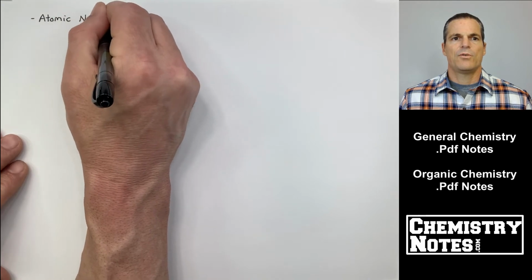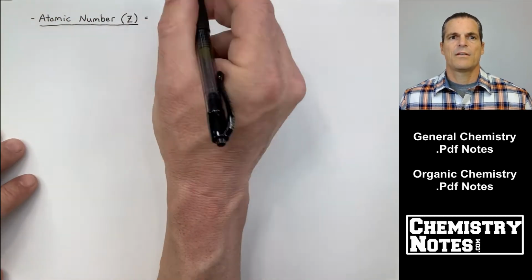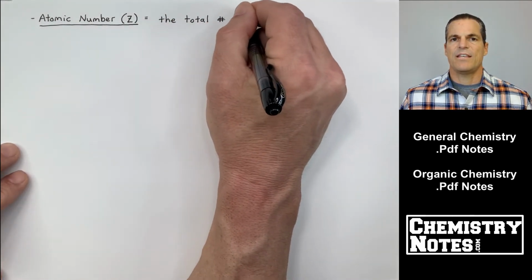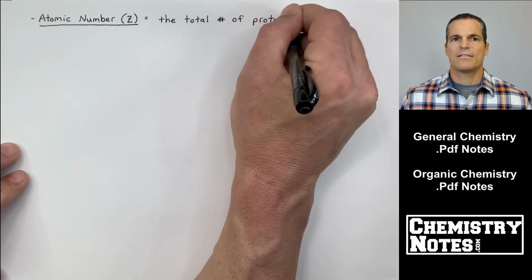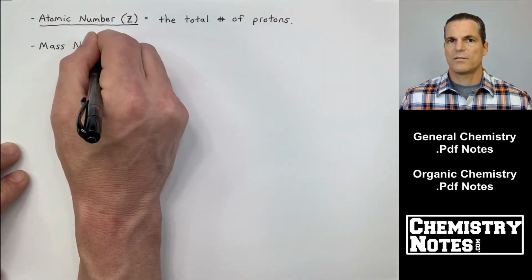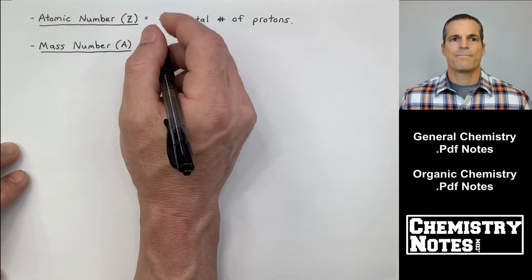And the new term here is atomic number Z. This is not new, actually. Nucleon was new. Atomic number, we give it the symbol Z, Z as in zebra. Atomic number is the total number of protons. Of course, if the atom is neutral, that's also the total number of electrons, right?